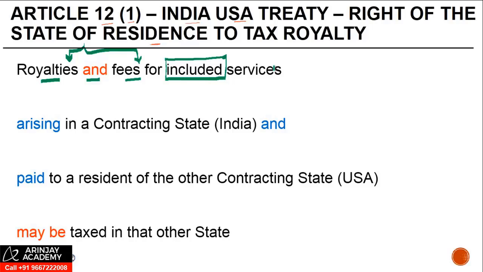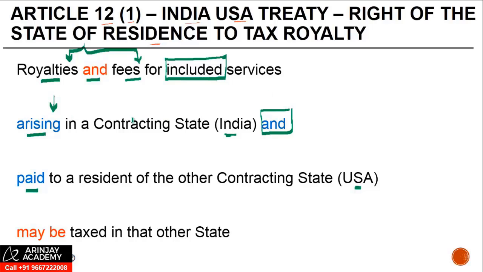So the first condition is there has to be a royalty or fee for included services arising in a contracting state, okay, and paid to a resident of the other contracting state. Now the words India and USA are not there in the treaty, we've just added them, right? So royalty and fee for included services arising in India. What is the meaning of arising? That also is given within the treaty itself, and will be a subject matter of our discussion.